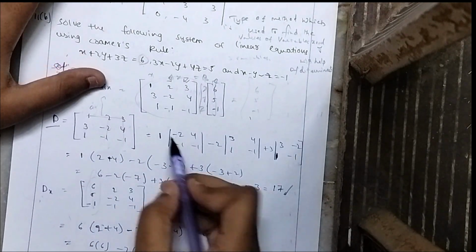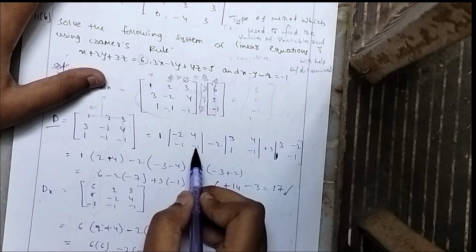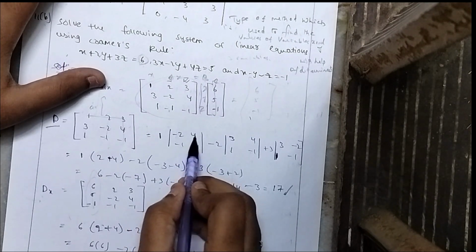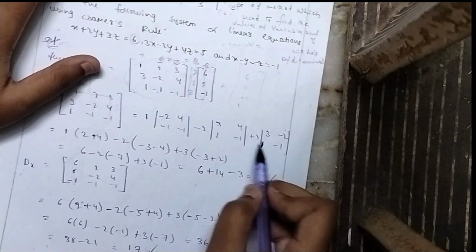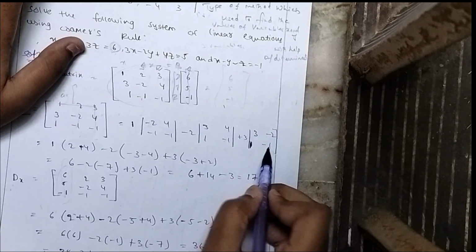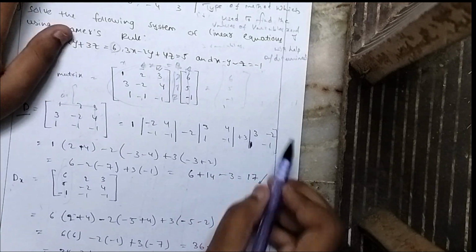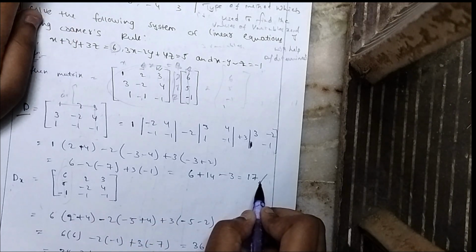So solving this, 1 into minus 2 into minus 1 minus of minus 1 into 4, minus 2 into 3 into minus 1 minus 1 into 4, plus 3 into 3 into minus 1 minus 1 into minus 2. So solving this, we get the value of 17.